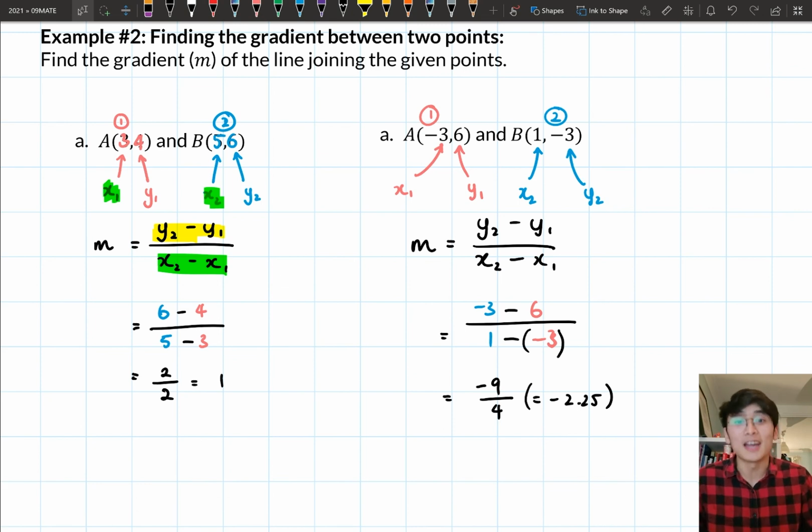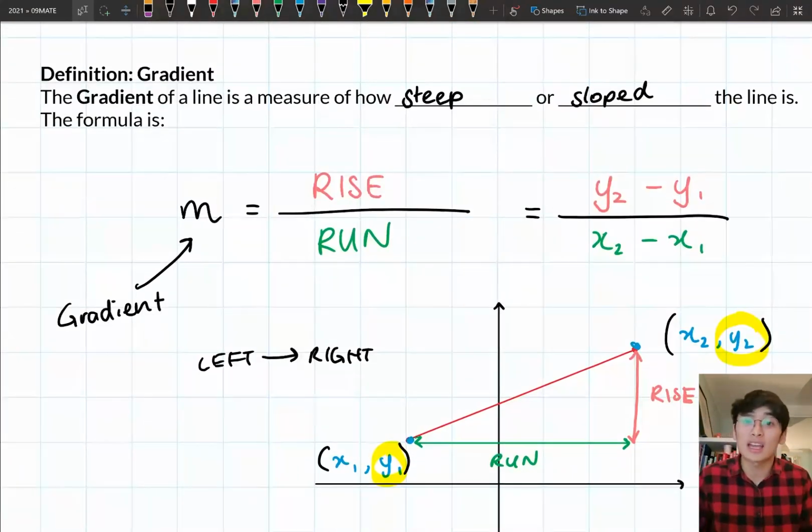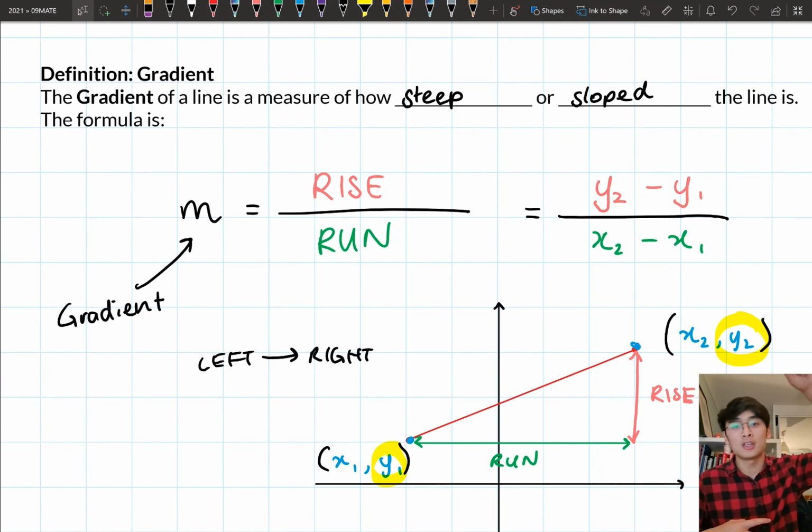Now, quick summary of today. In today's lesson, we talked about the gradient. The gradient is a measure of how steep or sloped a line is. And the way that we did this was we used a formula. The gradient, m, is equal to rise over run. So if we get given a diagram, all we need to do is just count how many units we're going up or down by and divide it by how many units we're going left to right by.